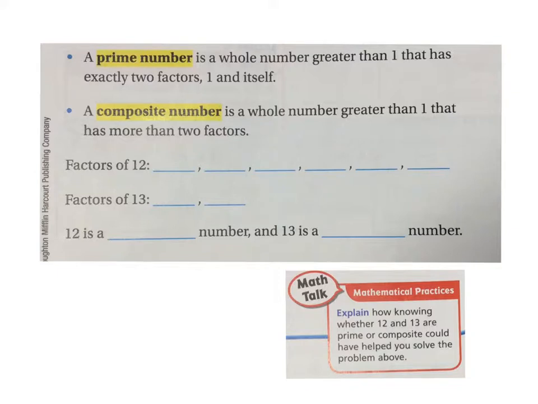Based upon what we learned in that example with the tables, we can see that a prime number is a whole number greater than 1 and has exactly 2 factors, 1 and itself. 13 is a prime number because it has exactly 2 factors. 13 only has 2 factors. It only has 1 and 13. That's the only way to make 13. So, 13 is a whole number that is greater than 1. It has exactly 2 factors, 1 and itself, 13. A composite number is a number that is not a prime number. It's a whole number that's greater than 1 that has more than 2 factors.